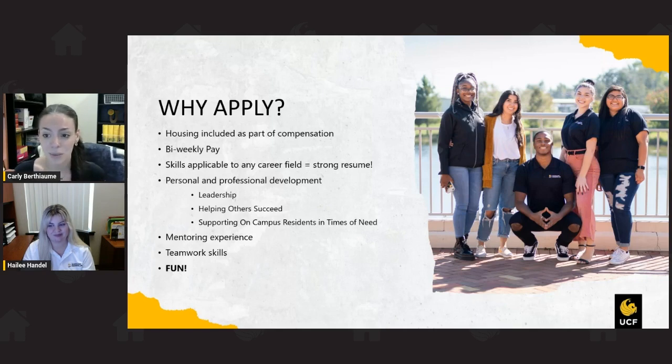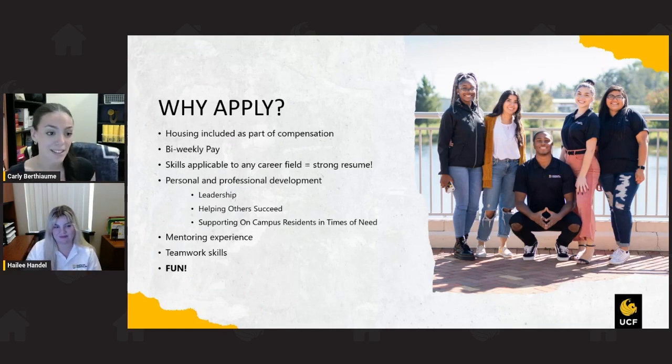As an RA, you really get to build sincere connections with your residents, and the ability to guide them through this experience is easily one of the most rewarding aspects of this position. You also get to develop teamwork skills because you will be working alongside a team of other RAs within your community. And like Haley mentioned, you get to have a lot of fun times with them and just get to know them better as friends.